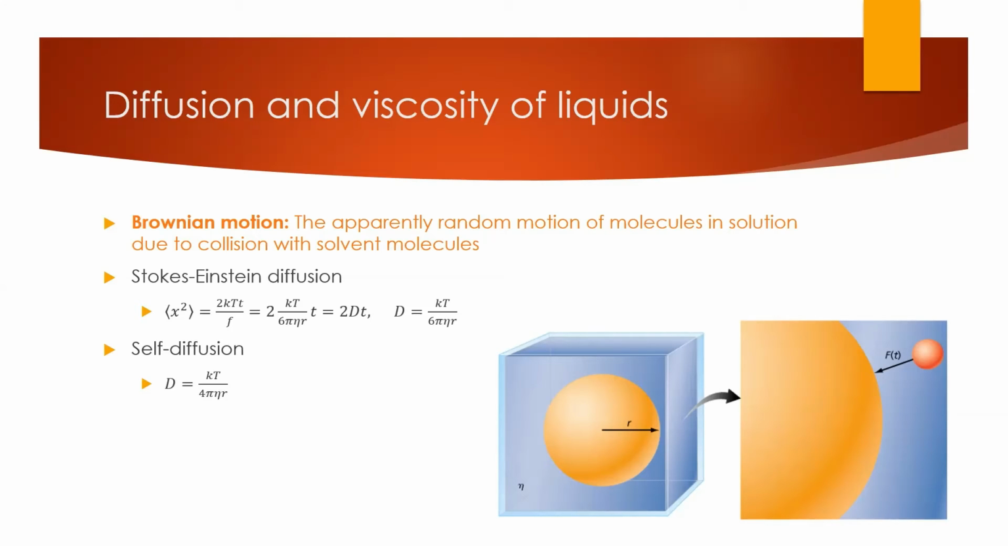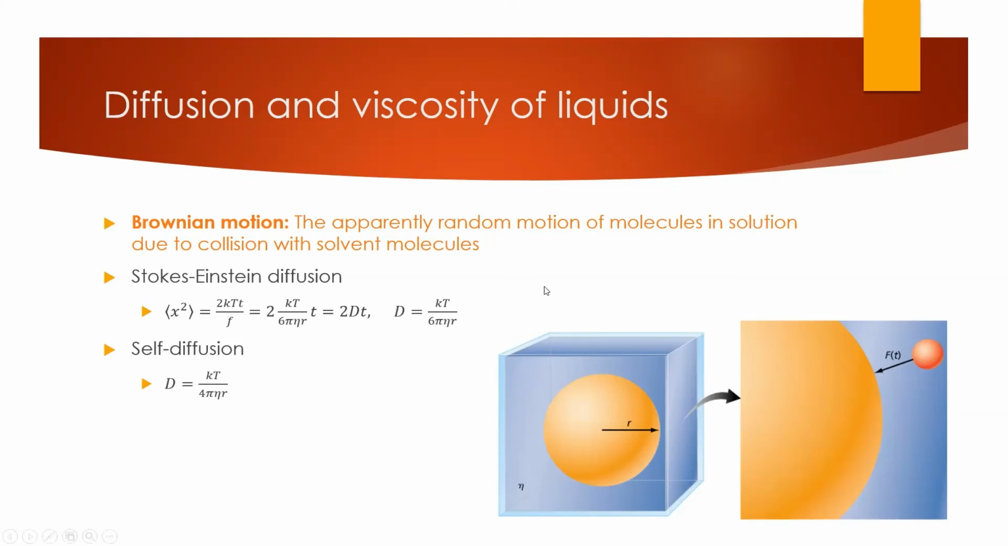Unlike gases, the viscosity of liquids actually increases as temperature decreases. We are familiar with this from pumping gas in the winter, where the gas pumps much slower because it's more viscous. This is because when liquid molecules are cold, they have less energy to overcome their intermolecular interactions, making them more resistant to motion and therefore more viscous.